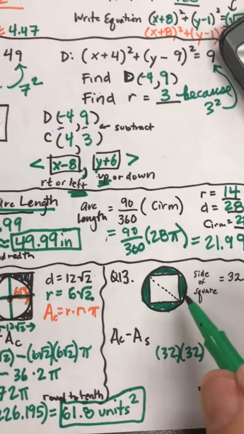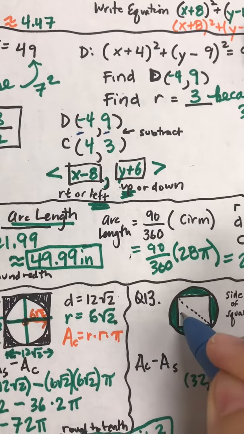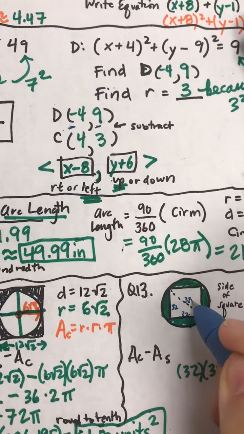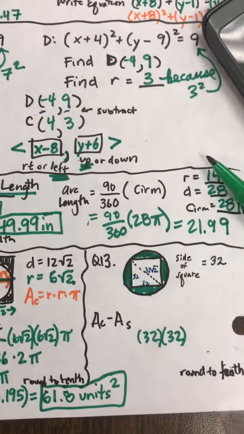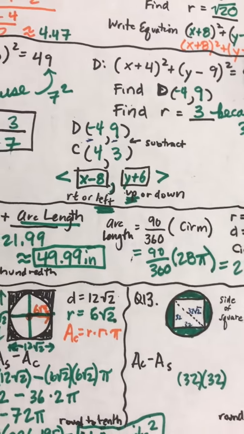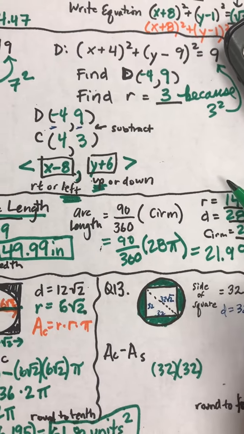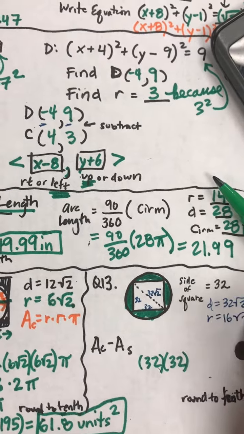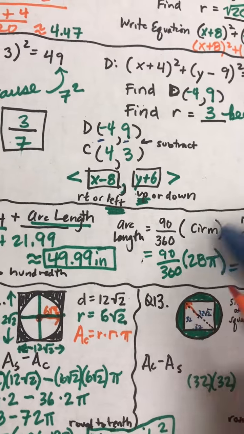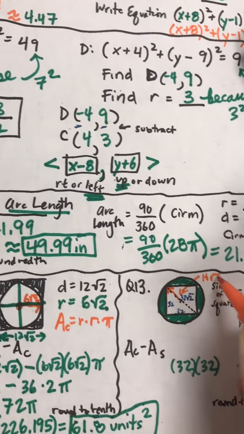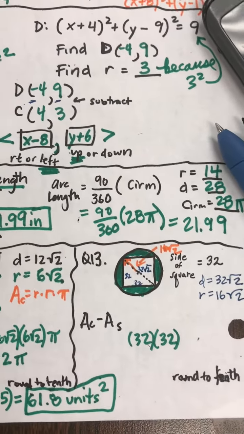Now the area of my circle is a little more complicated, because if that's 32 and that's 32, then this diagonal is 32 times the square root of 2. This pattern always occurs with squares cut in half. So it looks like the diameter of our circle is 32 times the square root of 2, which means the radius would be 16 times the square root of 2. Halfway would be 16 times the square root of 2. Okay, feeling good about that.